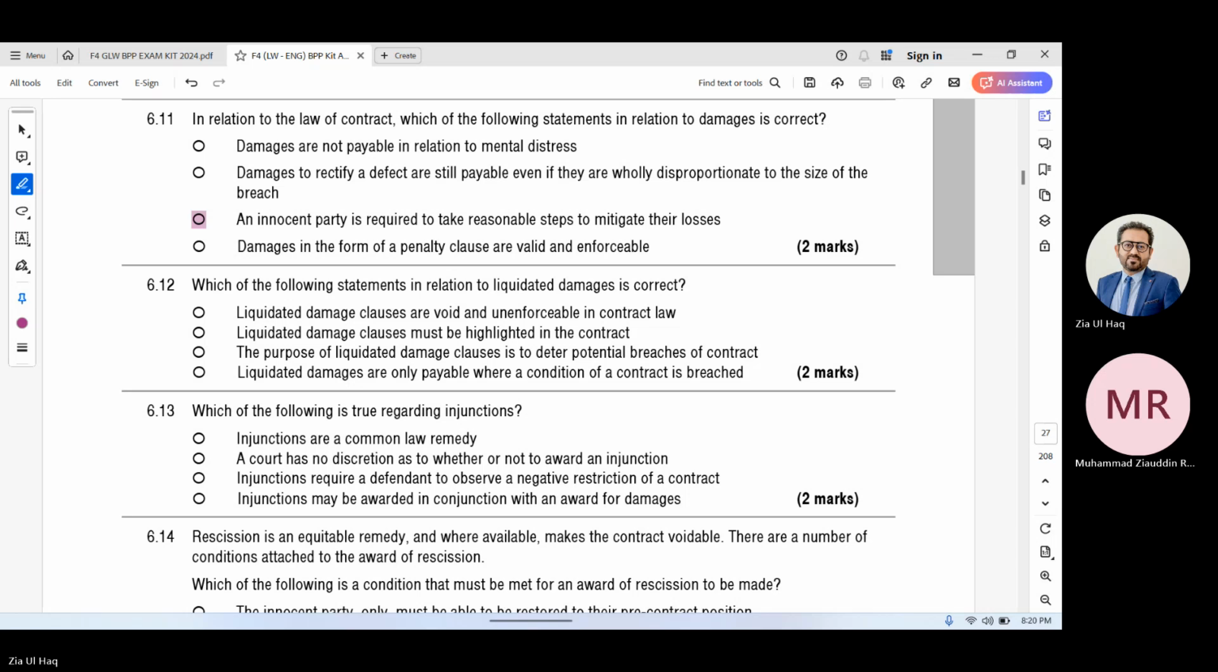So option B, must be highlighted in the contract. Presumptions.